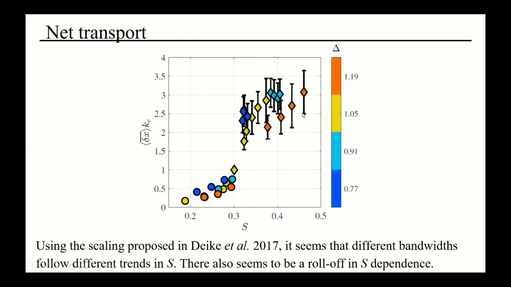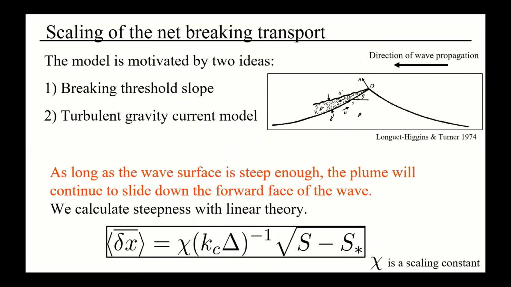So how do we actually figure out how the bandwidth plays a role in determining the transport? To do this, we actually need a physical model of how breaking-induced transport is happening. And so our physical model for the transport is actually very simple, and I'm going to go through this as quickly as I can so that we don't get bogged down in too many details. But the idea is basically that there's a breaking threshold slope that once it is exceeded, the wave starts to break.